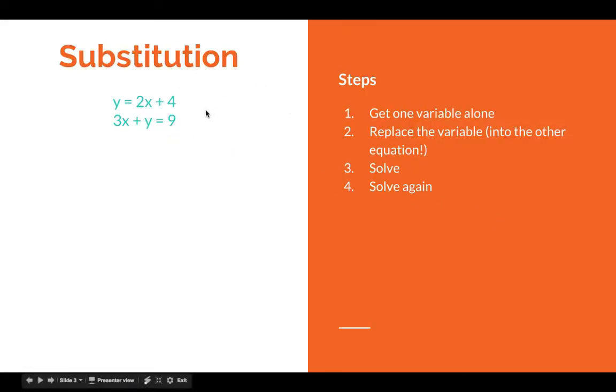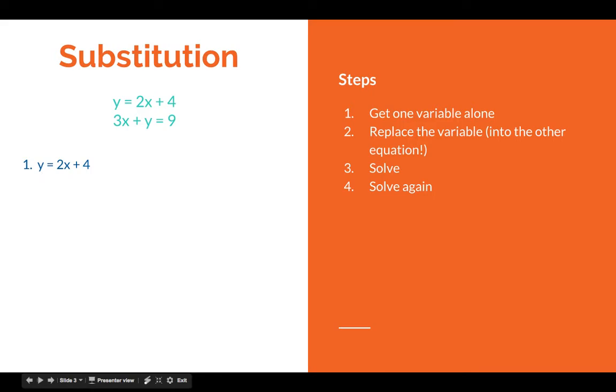Substitution. So here's our problem, and here are our steps. Okay, first step is you want to get one variable alone in substitution. So in our case, we already have one variable alone in one of the equations, just one of them. This equation's fine, we can ignore. But we have one already alone. What I mean by alone is that it's alone next to the equal sign.